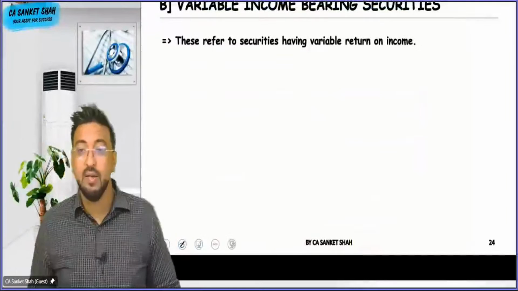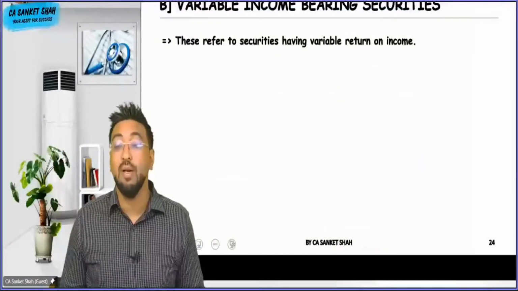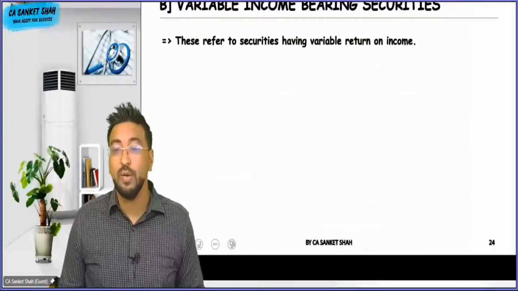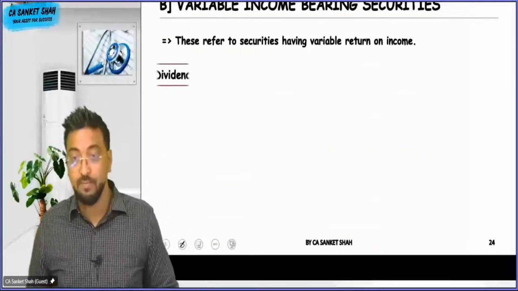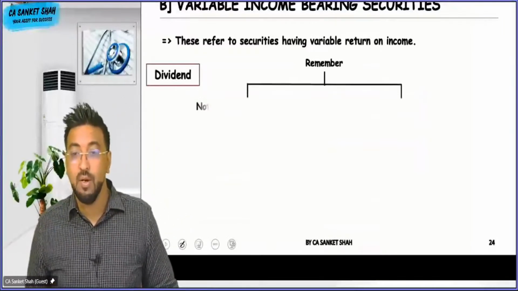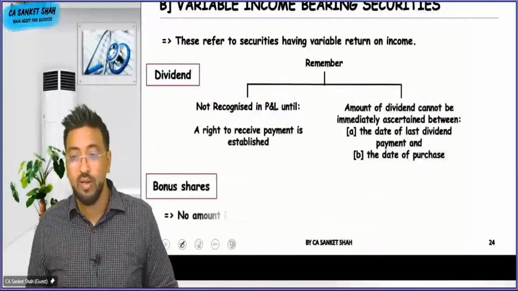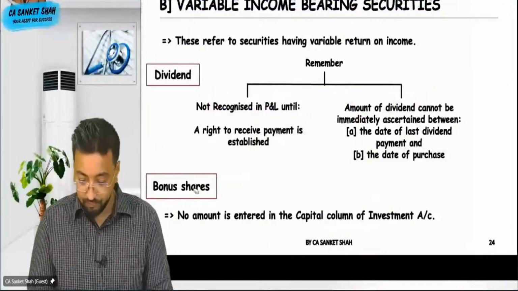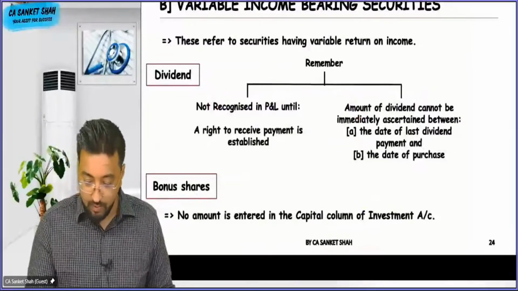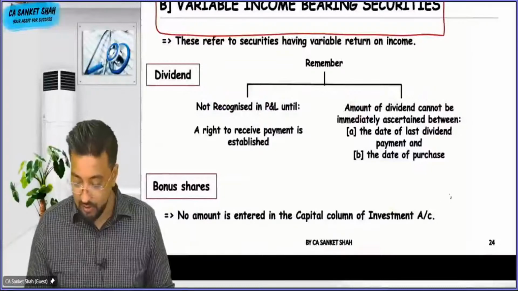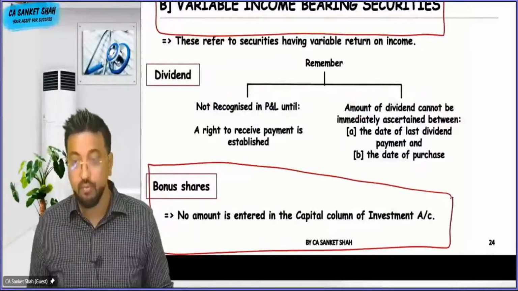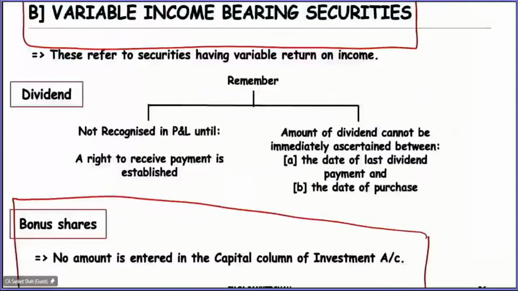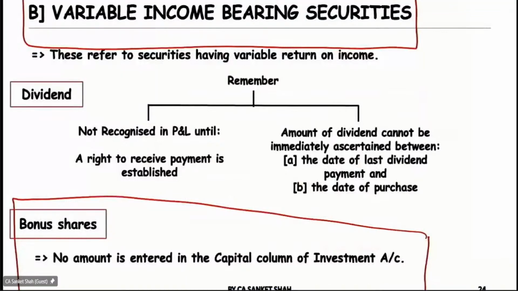Variable bearing script. This refers to securities having variable returns. Variable returns means what, beta? Dividend. Dividend is not fixed. Dividend is not recognized. Bonus shares. Now 100 pages book. Variable bearing script, you are going to write this, and whatever is in the box you will write in the 100 pages book. Take a screenshot. 100 pages के book में लिखो.